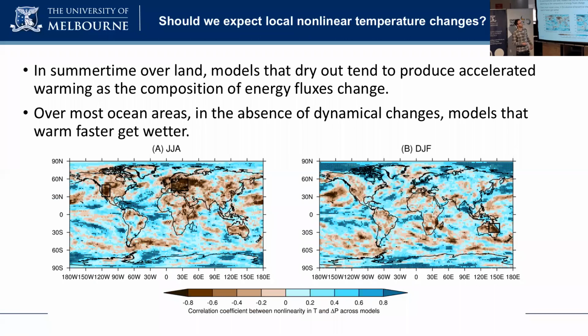So what we're seeing over land is that the models that dry out are producing accelerated warming, and this is related as well to the composition of heat fluxes. So there's this general shift because of this drying effect. There's a reduction in the latent heat flux relative to sensible heat flux.